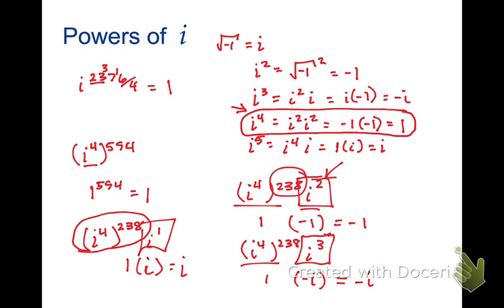Make sense? Do you want me to give you one? Yeah. Okay. We'll do it in a different color so it sticks out. So i to the 1,387th. Divide by what? 4. So you're going to have i to the fourth to the something, and then i to whatever the remainder is.